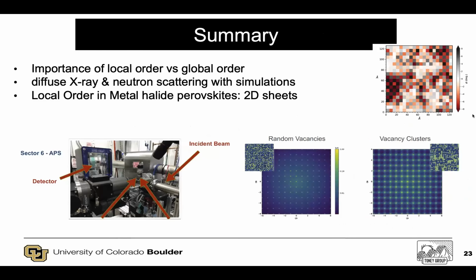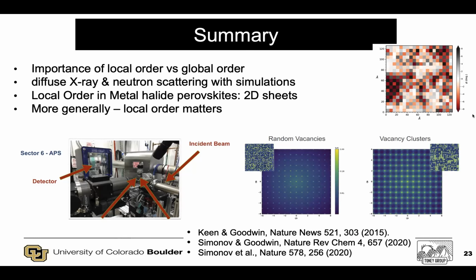Okay, so to summarize, I wanted to give you a sense of the importance of both the larger global general phenomena, and then I talked a lot about the local structure in halide perovskites and why it would be important. I do think this is going to be an important measurement capability going forward. It can potentially have a significant impact.